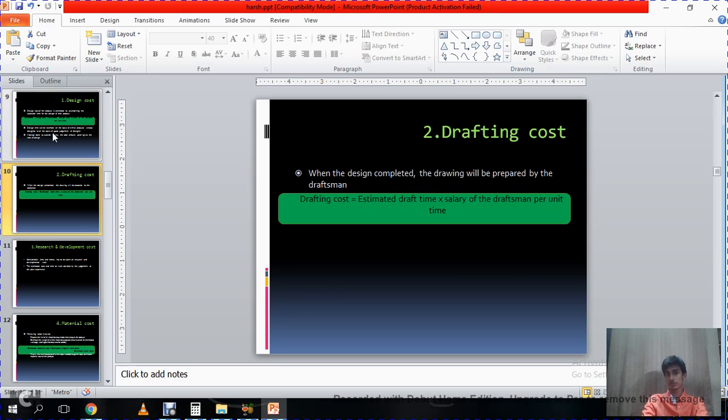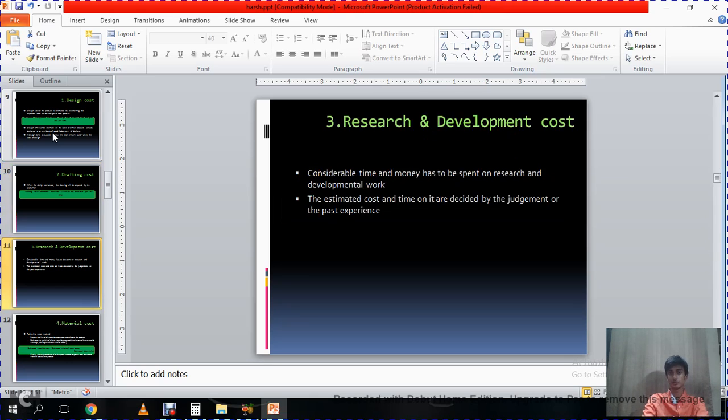Next comes the drafting cost. When the design is completed, the drawing will be prepared by the draftsman. And this drafting cost is the estimated draft time multiplied by the salary of the draftsman per unit time. Now R&D cost. Considerable time and money has to be spent on research and development work. The estimated cost and time for it are decided by judgment or past experience.